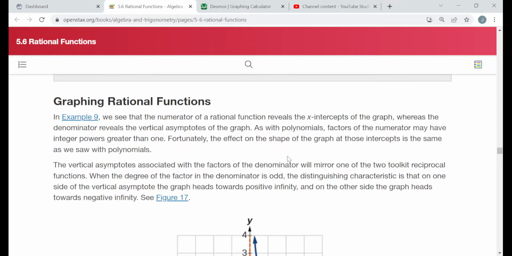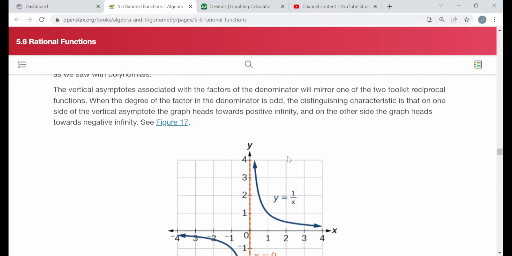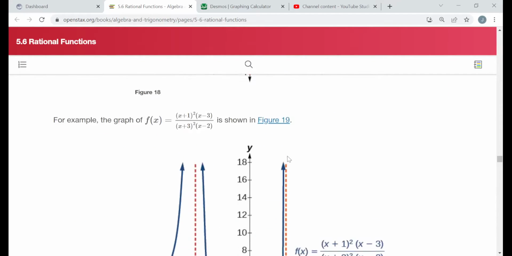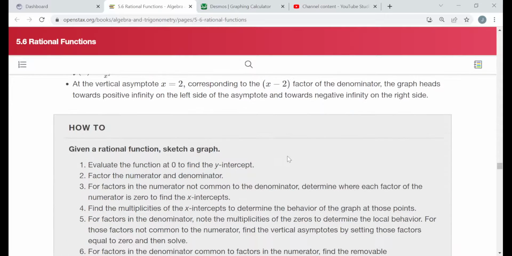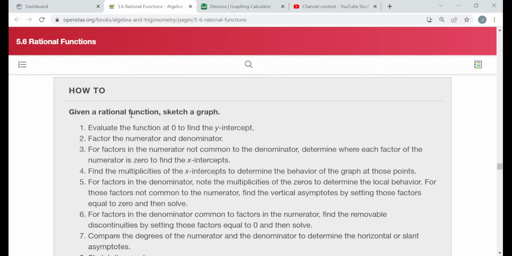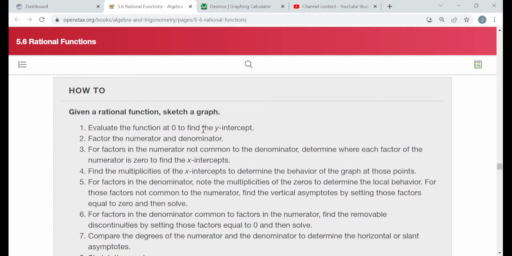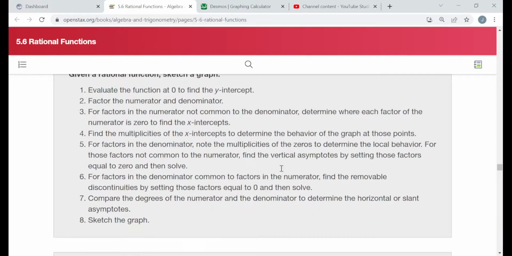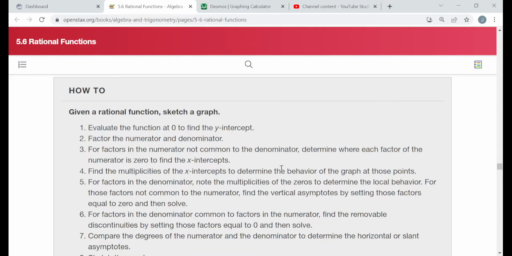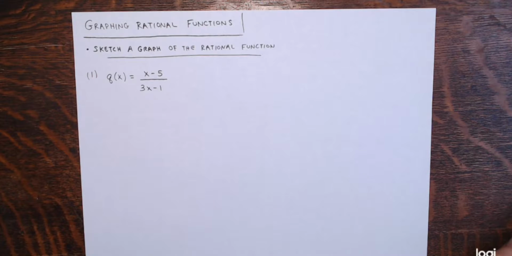Alright, so in the sketching of a rational function, you can read through a bunch of stuff here. They have a little box saying how to, given a rational function, a polynomial over a polynomial, sketch a graph. You can go through all these steps, which are fine. There's nothing wrong with these. I'm just going to go about it a little differently. It'll be basically the same order. I'll write out the steps I'm performing on this paper.